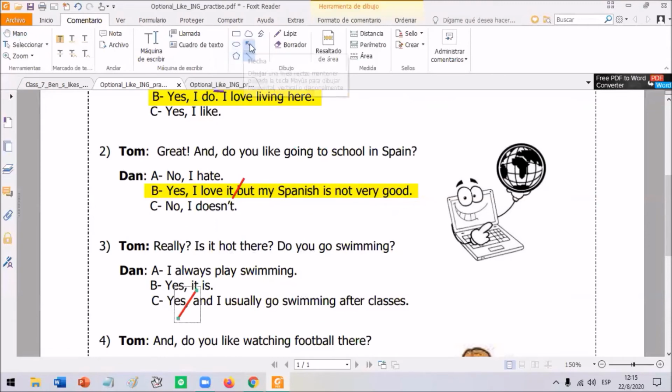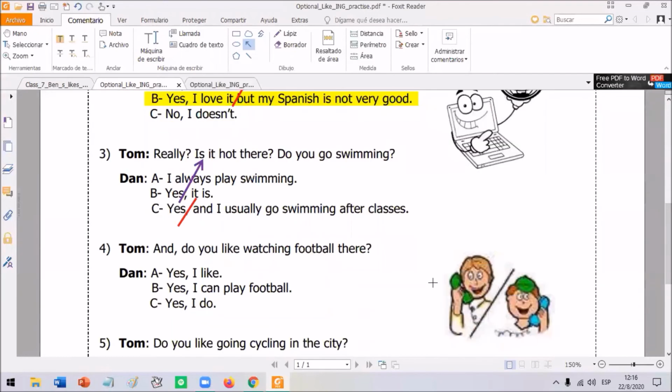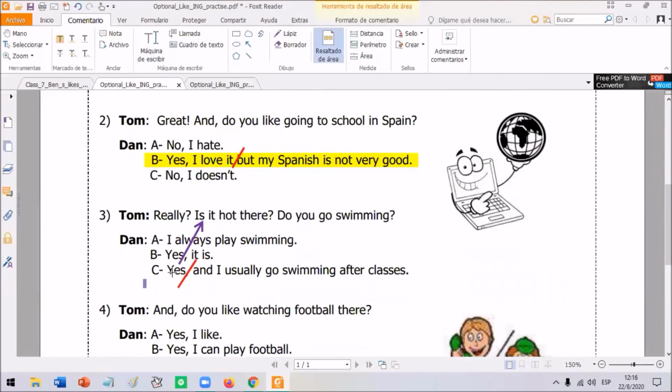Yes, por un lado, responde a la primera pregunta que se hizo. Is it hot there? Okay, ese yes responde a esa pregunta, la primera. Y la segunda parte, I usually go swimming after classes, está respondiendo a la segunda. Fíjense que no es una típica respuesta, no dice yes it is, yes I do. No, dice por un lado solamente yes, que a veces puede pasar, y do you go swimming no dice yes I do, da más información. Además de decir que va a nadar, dice la frecuencia, usually, y en qué momento. After classes, ¿ok? Es una respuesta más completa, no es solo un yes.